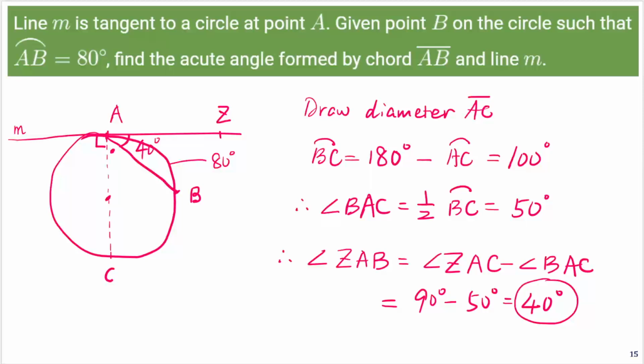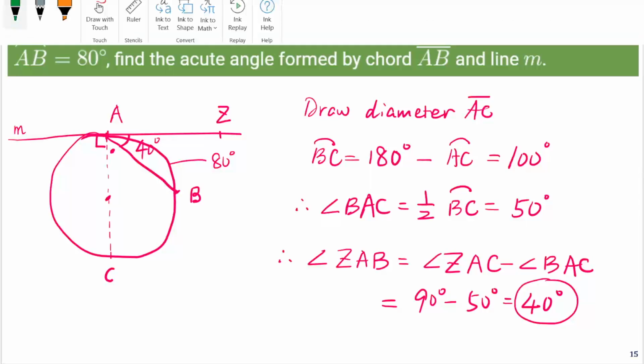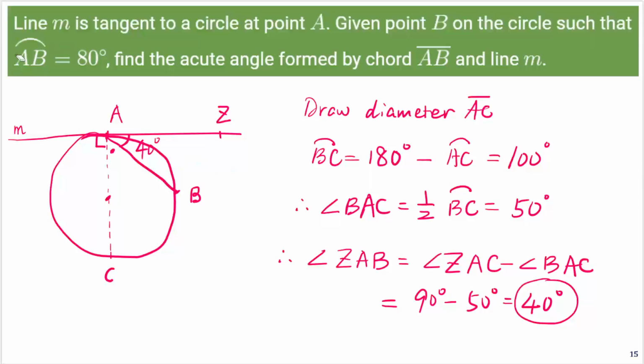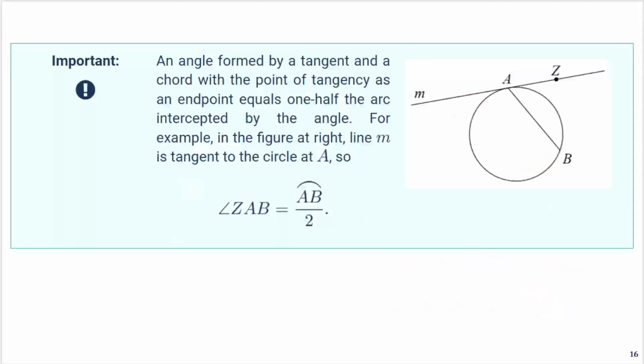So if we generalize this question, and arc AB is x, then you could use the same method to find the angle ZAB, which should be x over 2, right? Again, this gives us another important property here. An angle formed by a tangent and a chord with the point of tangency as the endpoint equals 1/2 of the arc intercepted by the angle.